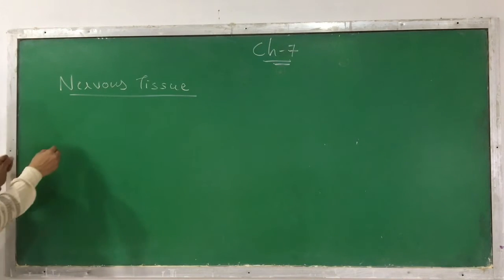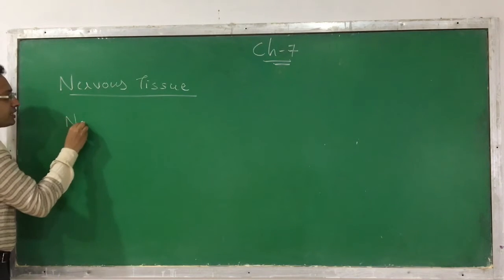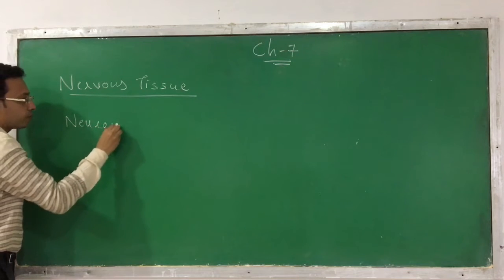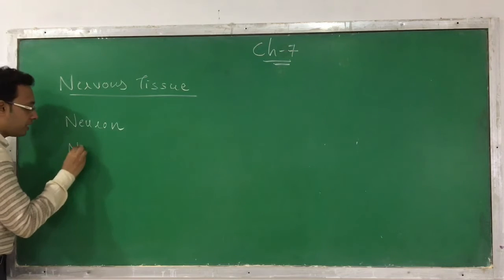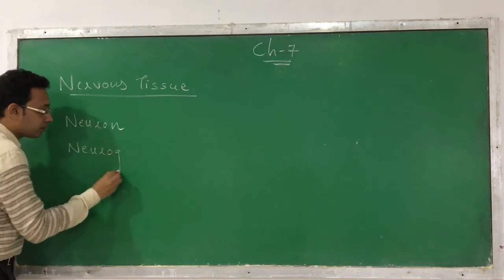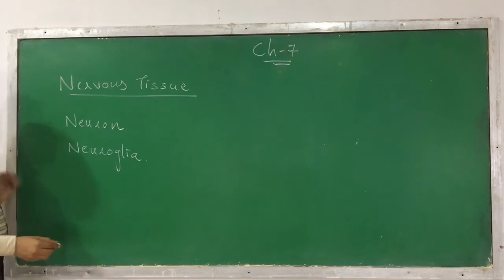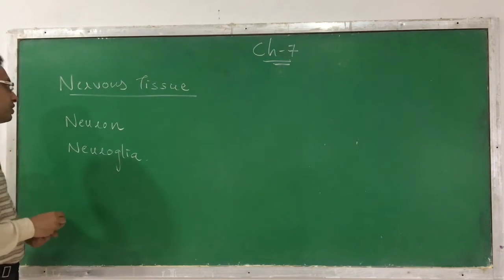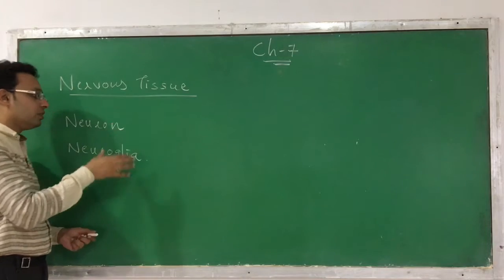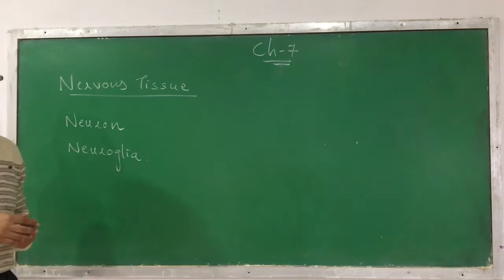Now in this nervous tissue, there are 2 kinds of cells you can find. The first one is called a neuron and the second one is called neuroglia. How many types of cells can you find in the nervous tissue? There are 2 types of cells. First is called a neuron and the second one is called neuroglia.